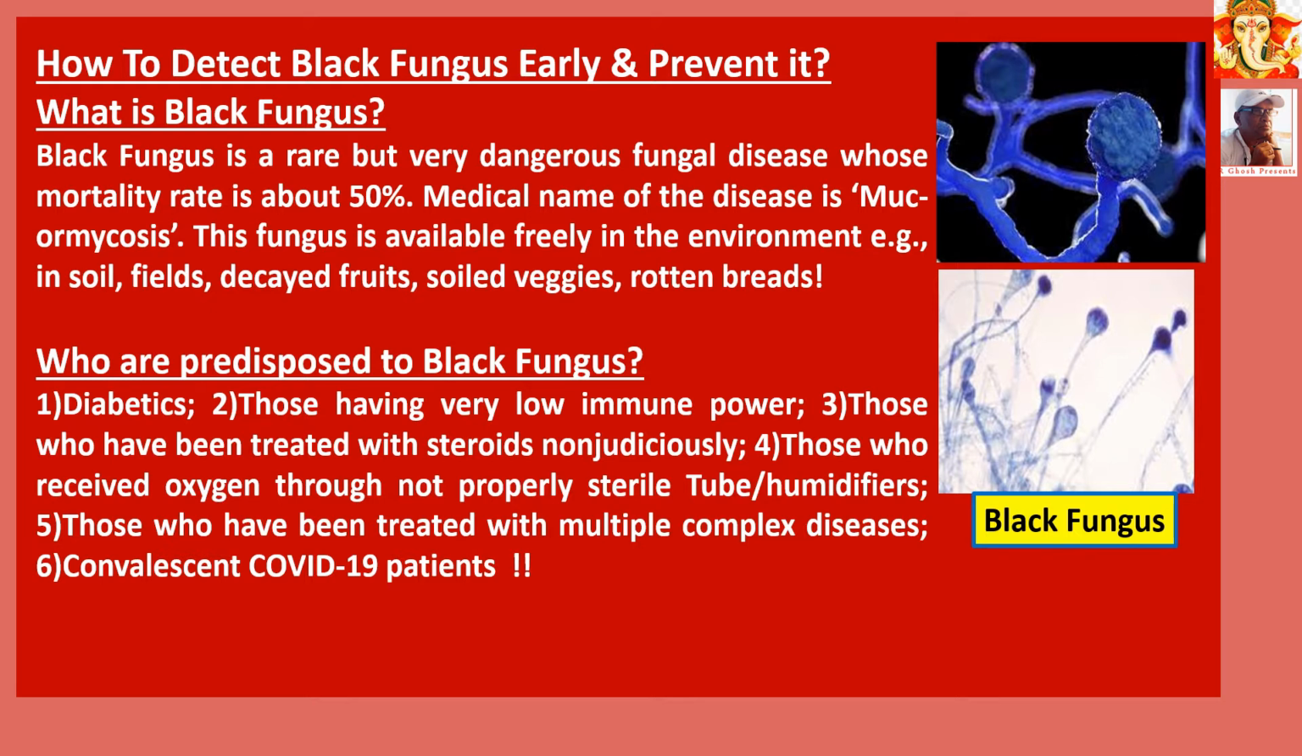Today the discussion will be on how to detect black fungus early and prevent it. What is black fungus? Black fungus is a rare but very dangerous fungal disease whose mortality rate is about 50%. The medical name of the disease is mucormycosis. This fungus is available freely in the environment, for example, in soil, fields, decayed fruits, soiled veggies, rotten breads, etc.